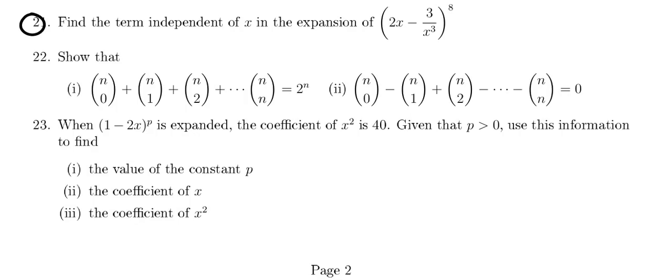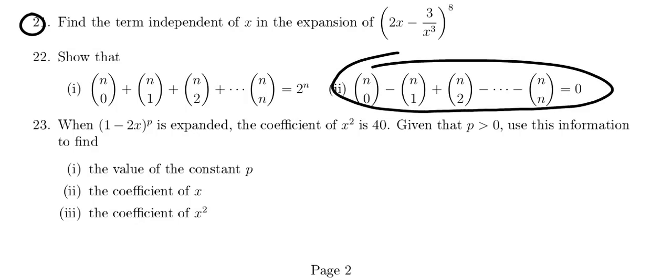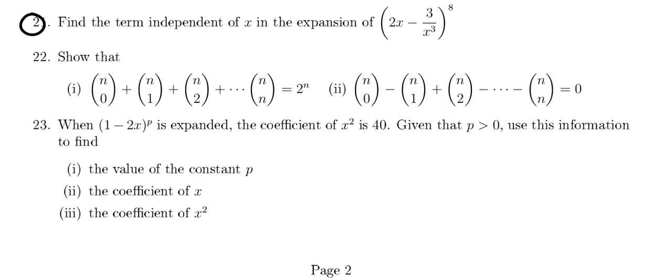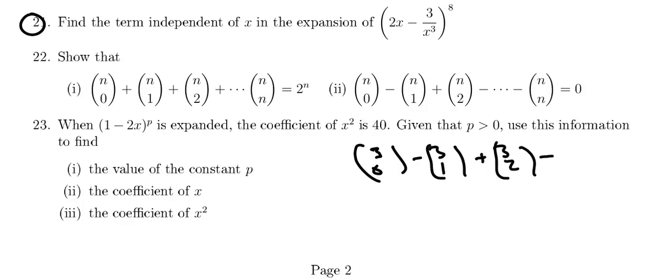Then the second part is this part here, which is just going to be, if I use 3 again, that's 3 choose 0, right? Then minus 3 choose 1. Then this is plus 3 choose 2. Then this is minus 3 choose 3. This should give us a 0.